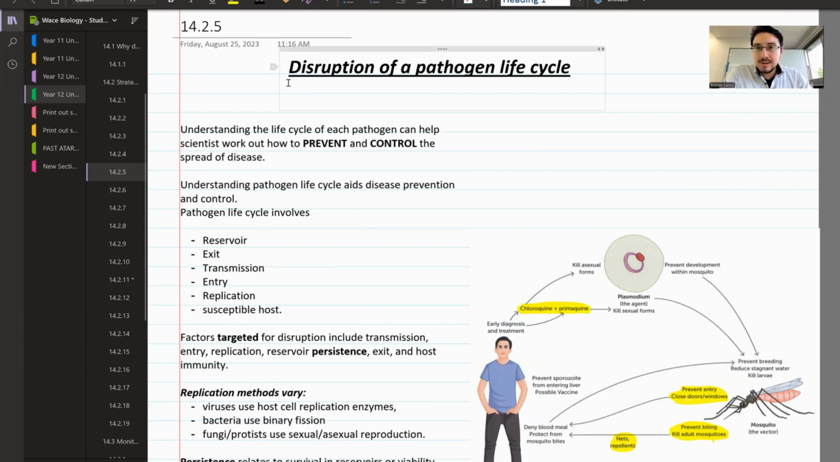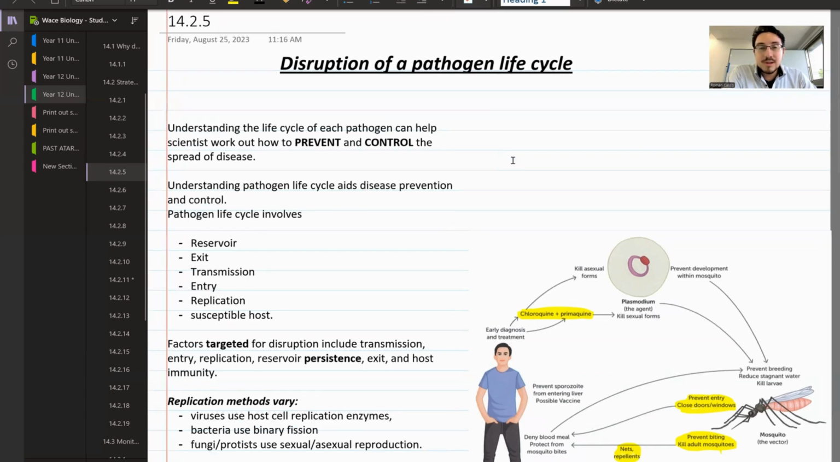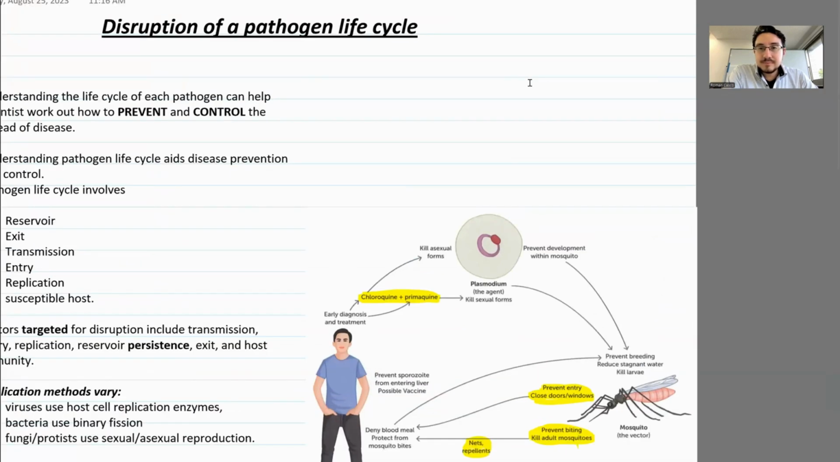We're continuing on, and we discussed herd immunity, immunization with vaccination, right? And just in general, the idea of managing the spread of disease and the spread of pathogens. We're going to continue on to section 14.2, and we're going to talk about disruption of a pathogen life cycle as a method to prevent and control the spread of disease. So let's take a look.